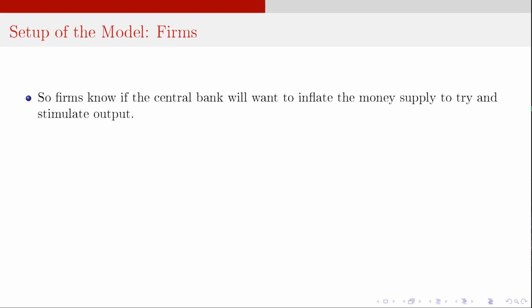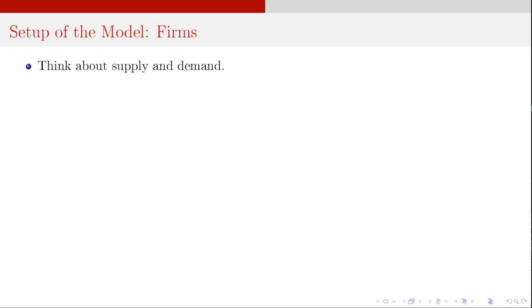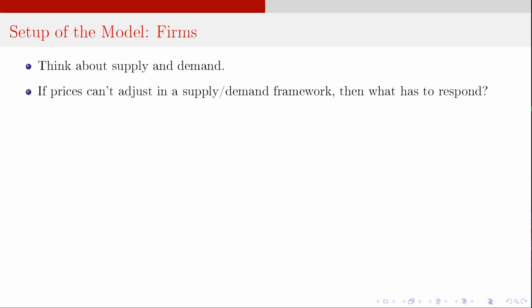So the idea here is that firms know if the central bank's going to want to inflate the money supply to try to stimulate output. So they set their prices in advance knowing the central bank is going to do this. Normally, you'd think that this would just render policy useless in the real economy. But that omega term is what allows for firms with rational expectations to still be unable to adjust fully and properly. Think about supply and demand.